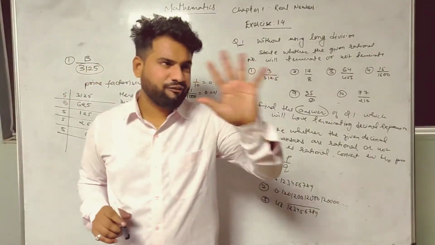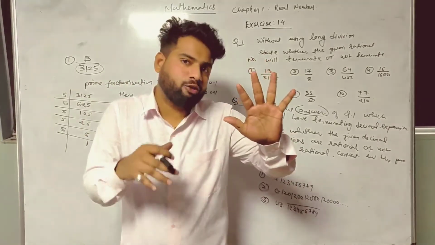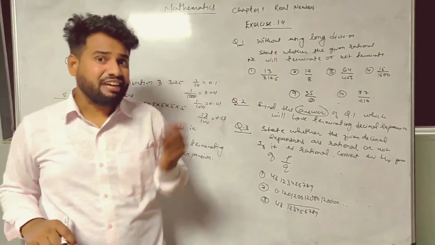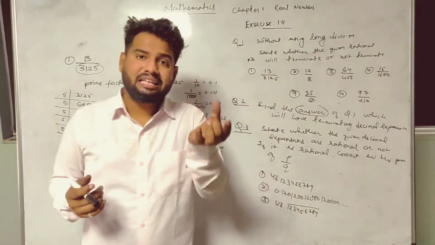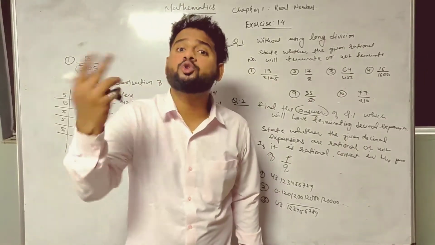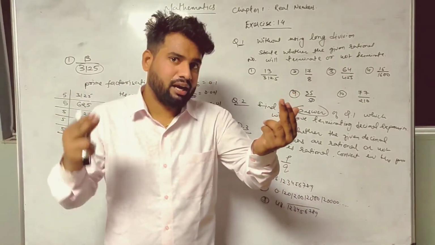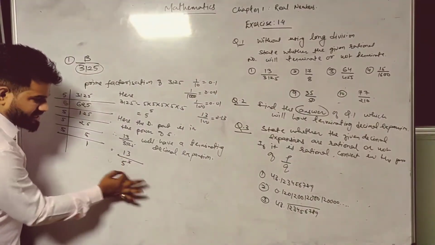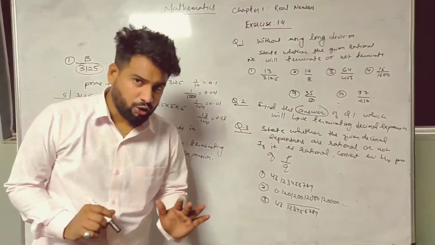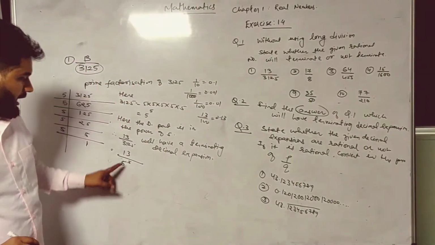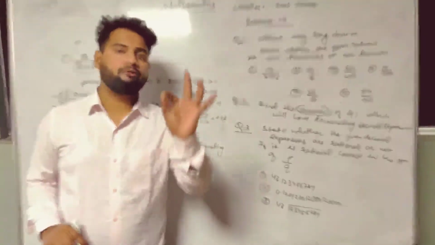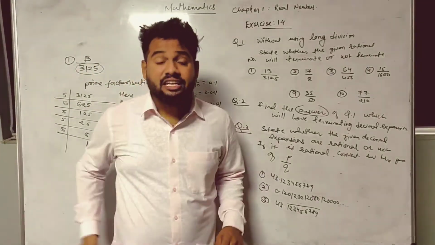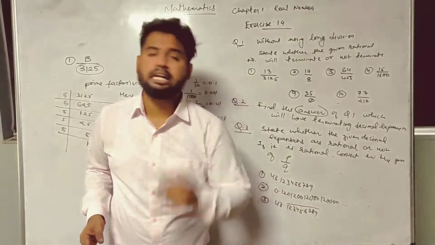If you're having 5, what do you multiply in the 5 to make it 10? You will multiply 2. If 25 is there, what will you multiply to make it a power of 10? 4 is nothing but 2 square, 25 is 5 square. The only logic I want to tell you is that in order to find the answer of the terminating decimal expansion, in the denominator, the power of 5 and power of 2 should be equal. If it is not equal, then you have to purposefully make it equal.